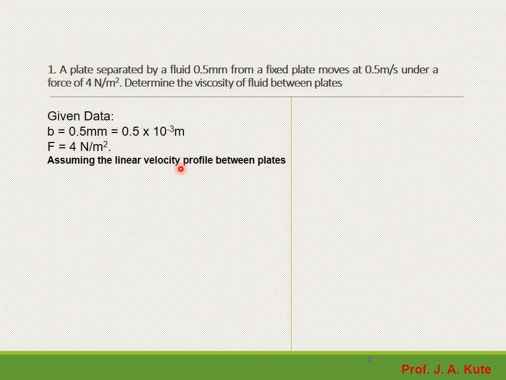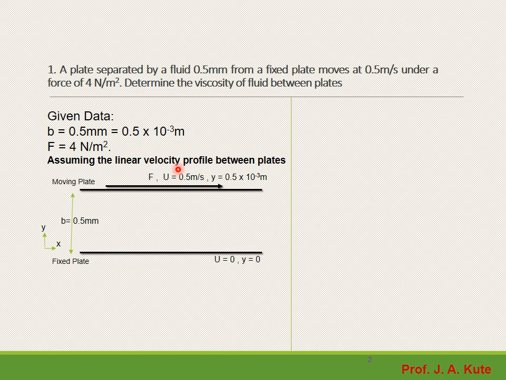So we'll draw the diagram first. Assuming the linear profile between the plates, consider these two plates, one is the fixed plate and the second one is the moving plate, and putting the coordinate axis at the fixed plate, the space between the two plates is 0.5 millimeter, and the top plate is the moving plate with a velocity of 0.5 meter per second, acted upon by a force of 4 Newton per meter square.